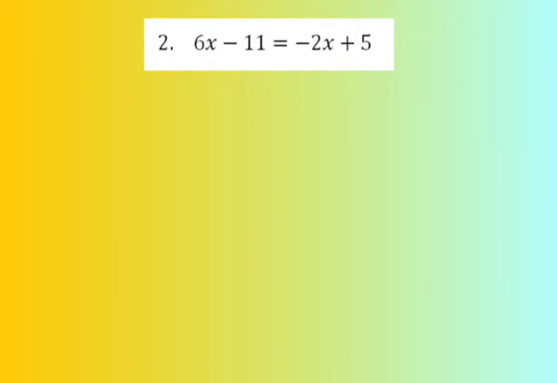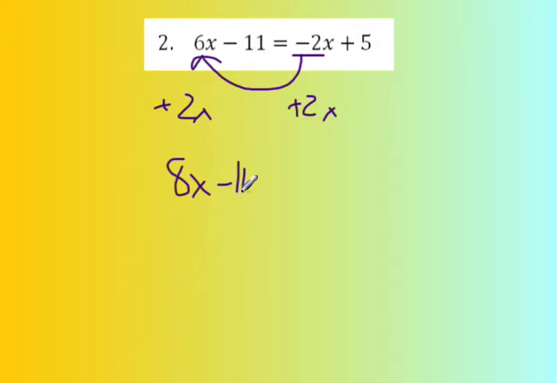For number 2, there's no distributing that I have to do. What I need to do is get the x's on the same side. I always like to stick with positives. So I'm going to take this negative 2x and get it over to the other side. Since it's a negative 2x, in order to get it over to the other side, I need to add 2x. So 6x plus 2x is 8x, and then the rest of the equation is going to stay exactly as is.